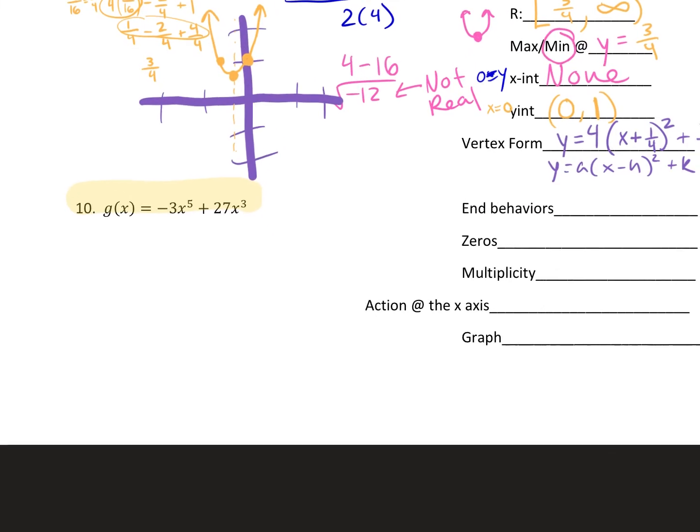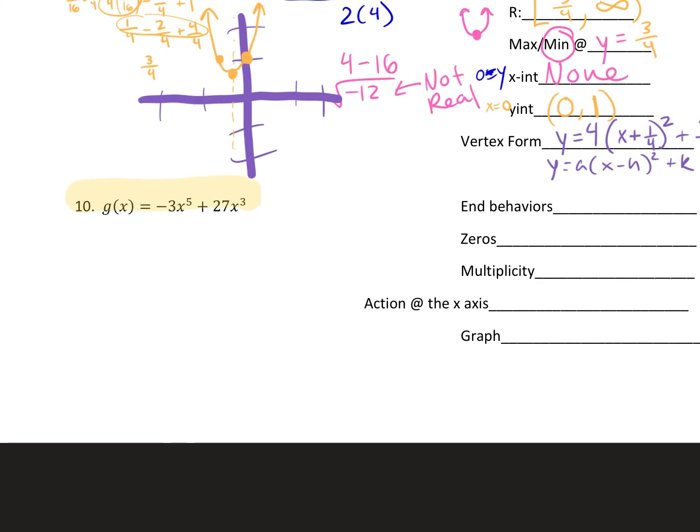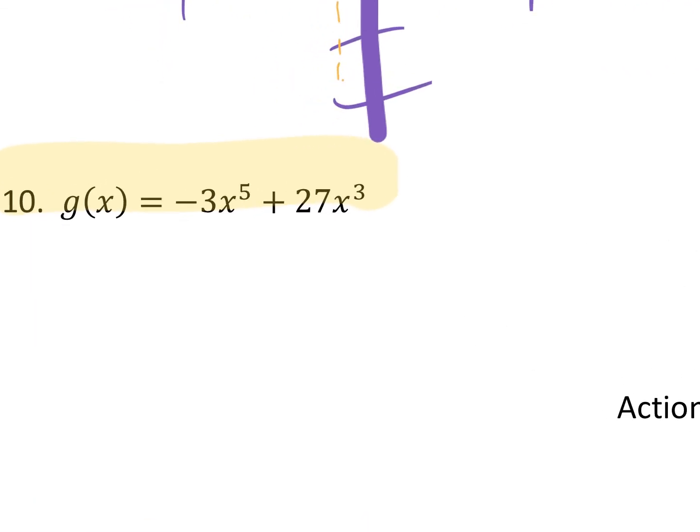All right, let's look at number 10. All right, first for number 10, let's find the end behaviors. Which term am I going to look at to determine my end behavior? Negative 3x to the 5th. So I'm looking at the degree. Is it even or odd? Odd, which means that they go in the same direction or opposite? Opposite directions.